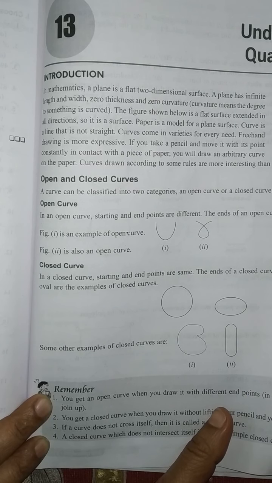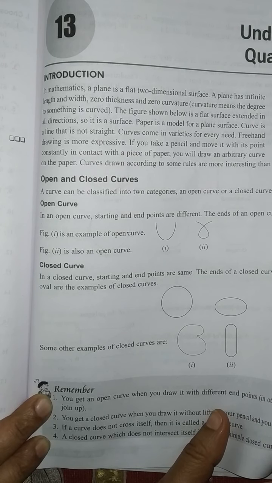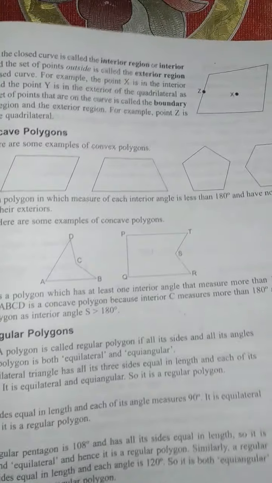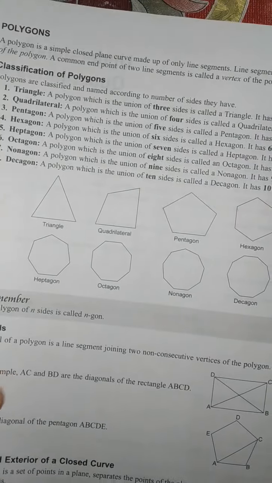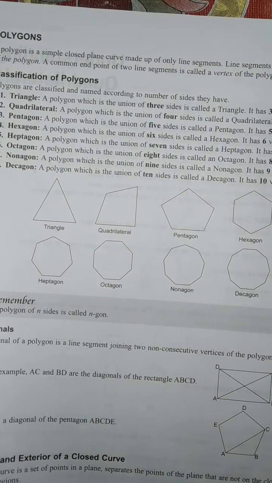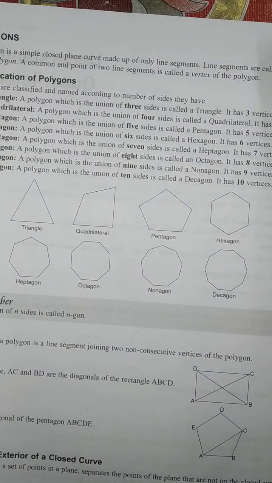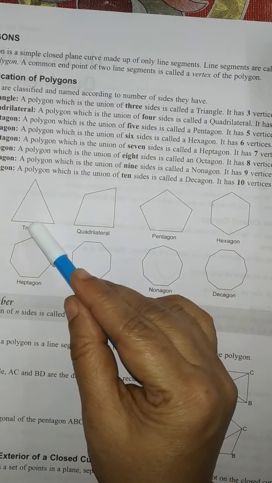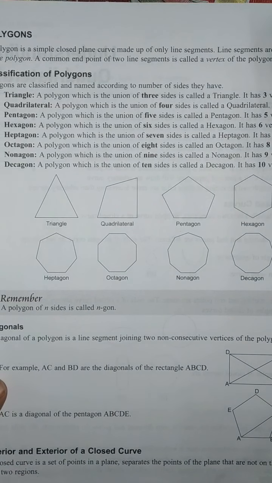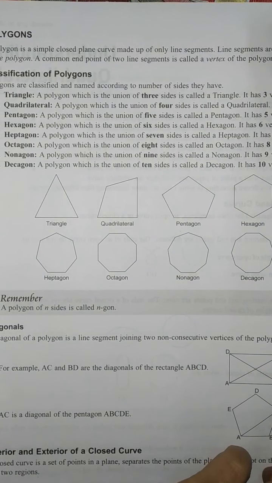Now what is the definition of a polygon? A simple closed curve made up of line segments. जो curve सिर्फ line segments से बन रहा है, that is called polygon. And according to the side, it has different names. If it has three sides, it is called triangle.